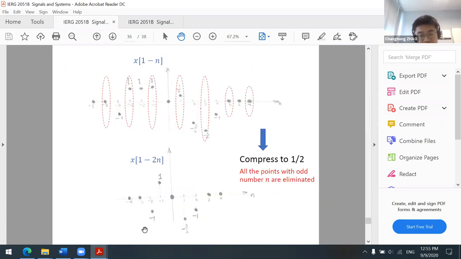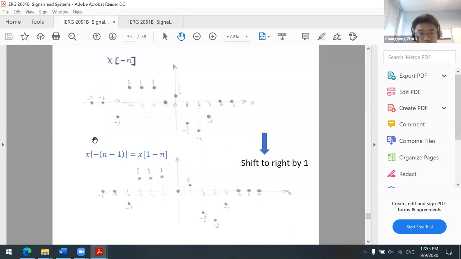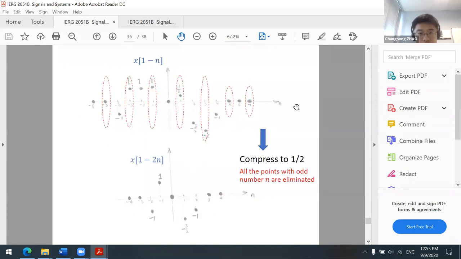And then the compression. Compression is perhaps a little bit involved to understand, because for a discrete time signal, it involves the loss of some points during the compression. What I mean is as follows. Now we start from the signal x of one minus n, which is what we obtained on the last page, just pasted here. Then we change it to our target, x of one minus two n. By changing n to two n, we are compressing the signal to one half of the original one.